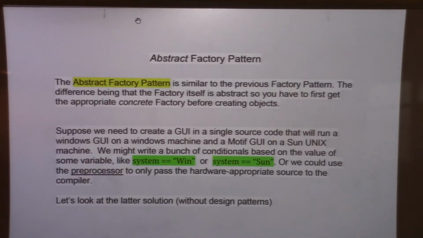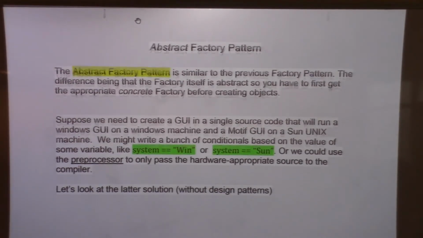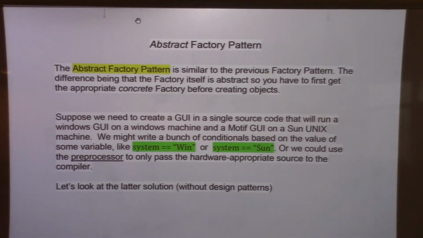And the final example here on the creational patterns is the so-called abstract factory pattern. Similar to the factory pattern, the difference being that the factory itself is abstract. So you have to first get an appropriate concrete factory before creating objects. So rather than the factory being concrete, the factory itself is an abstraction.